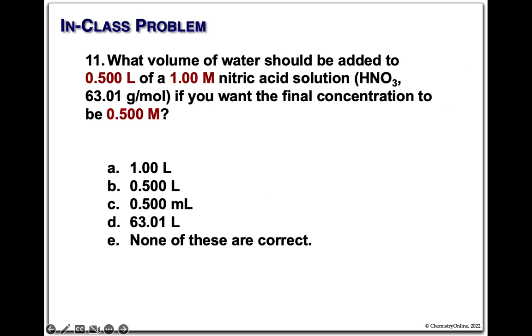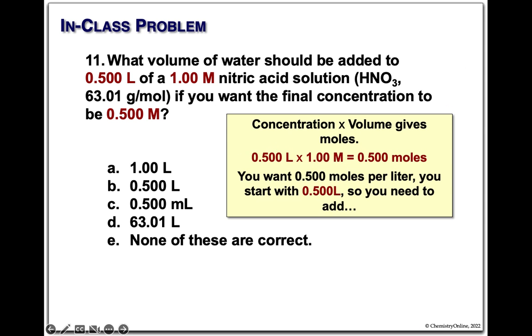Well, we have half a liter of 1 molar. Concentration times volume gives us moles. We have half a mole. We want 0.5 molar. That's moles per liter, isn't it? Well, we have half a mole. We have 0.5 liters. How much more do we need? By George, just another half liter. That gives us 0.5 moles in 1 liter. Everyone get that?